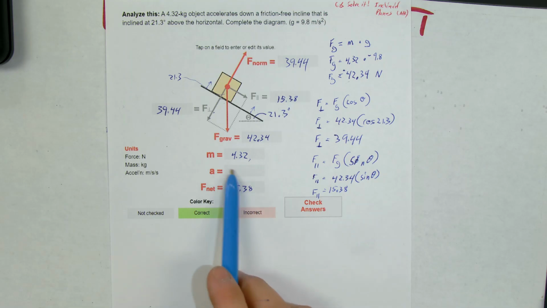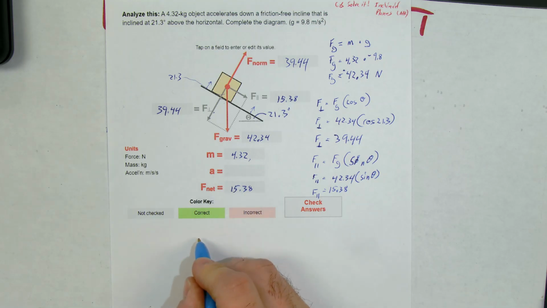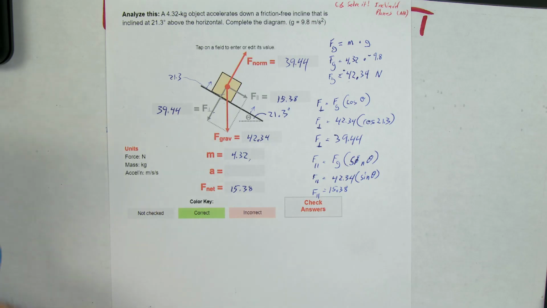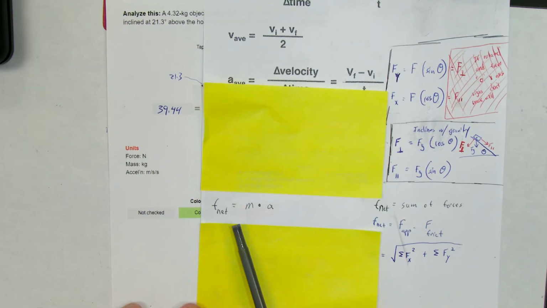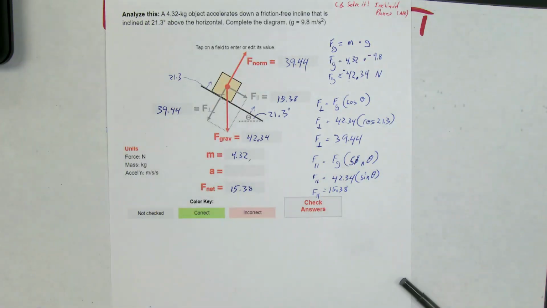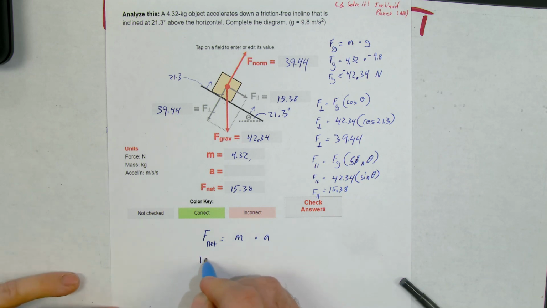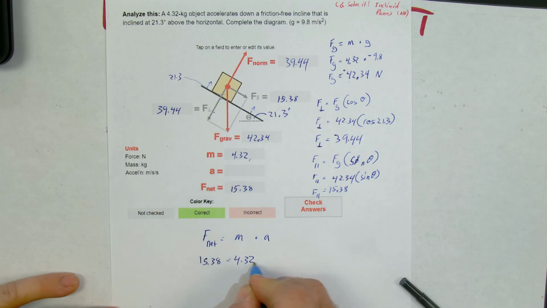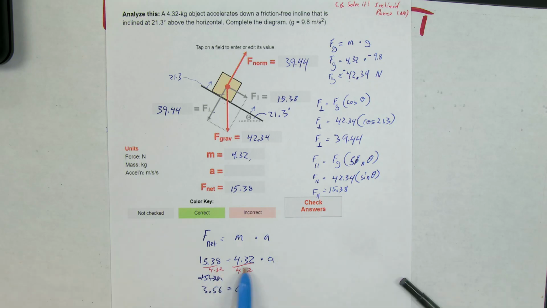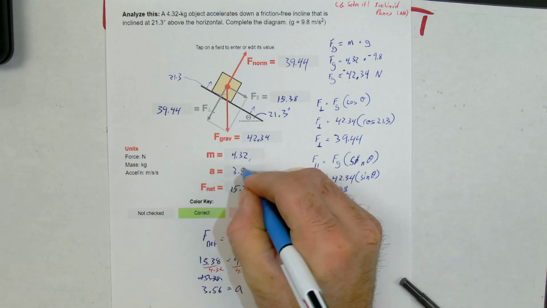Now to calculate acceleration, we go back to our good old equation from Newton's second law, where the force net is equal to mass times acceleration. Force net equals mass times acceleration. We know our force net, we know our mass, and what we're actually solving for is acceleration. So if you solve for acceleration, you're going to find that 3.56 would equal the acceleration.